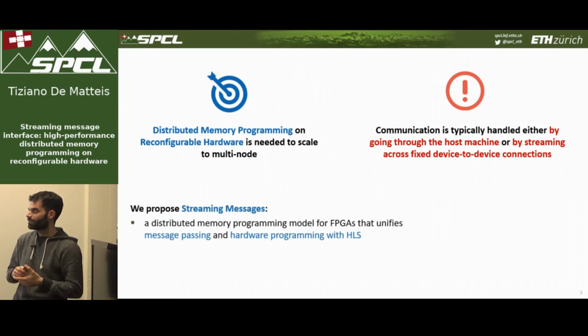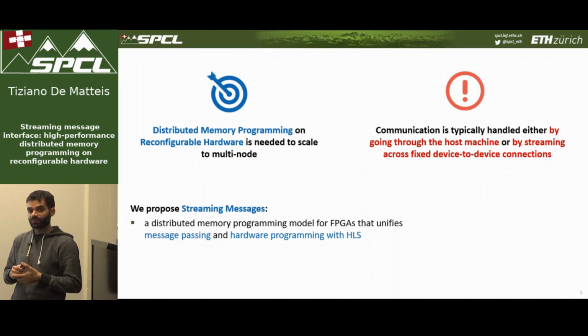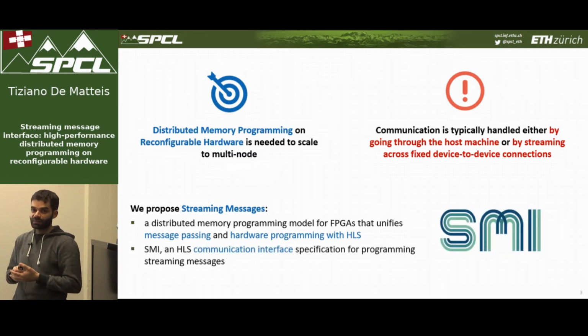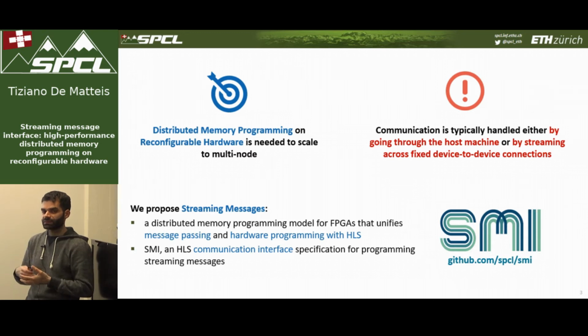So in this paper, we propose streaming messages, which is a distributed memory programming model for FPGAs that unifies both hardware programming with HLS with message passing. We propose SMI, which is an HLS communication interface that captures this concept of streaming messages. And we implemented and released an open source implementation for this, which is available on GitHub and targets Intel FPGAs.